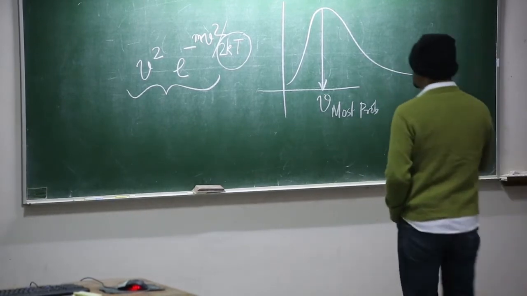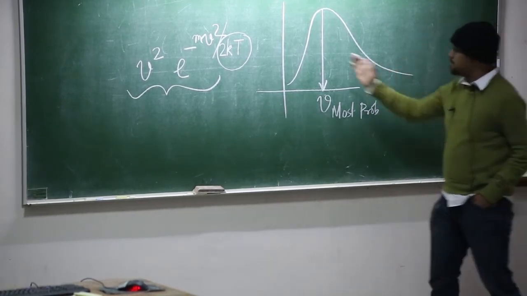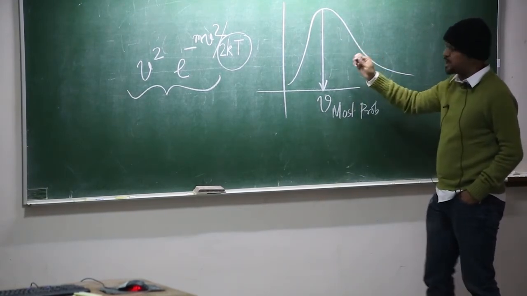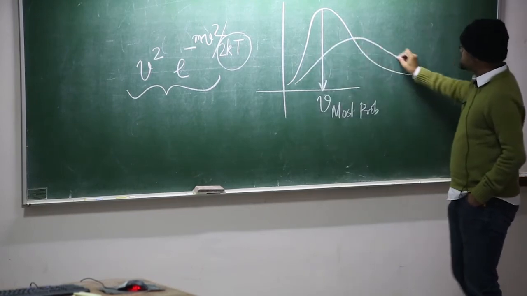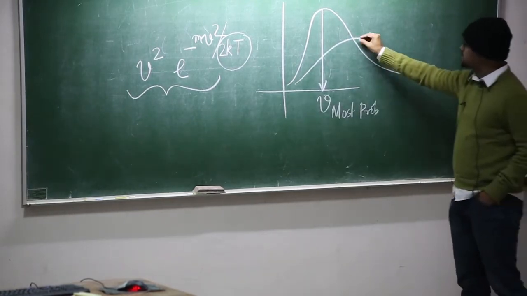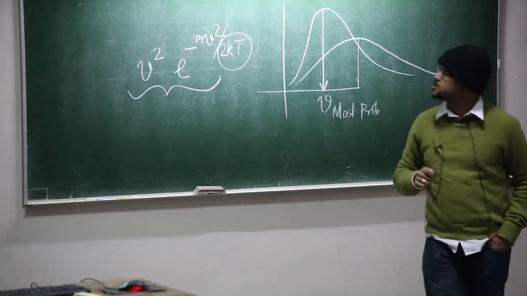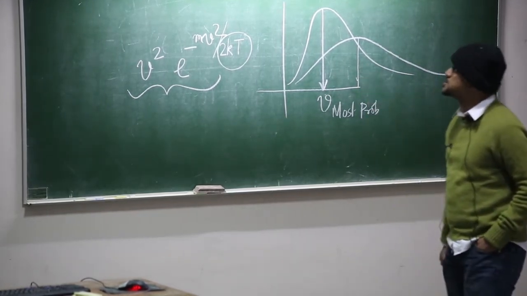So when you increase the temperature, the mean will shift to higher velocities, which is exactly what you expect. So if you change the temperature, the mean shifts to a higher velocity. Now that is very understandable. You can look at the graph and it shows that it has moved to a higher velocity. T2 is greater than T1.